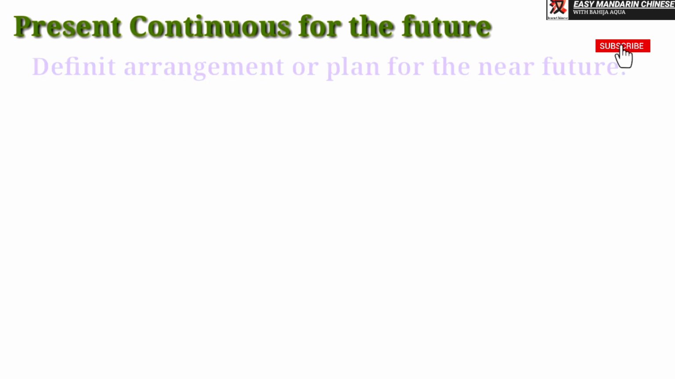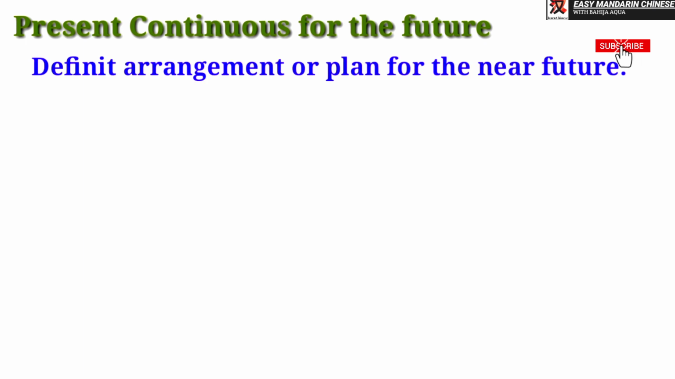Present continuous for the future. Present continuous can also be used to talk about the future. We use it to express a definite arrangement or plan in the near future.